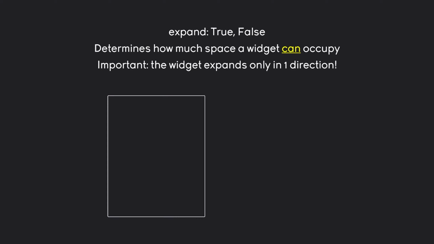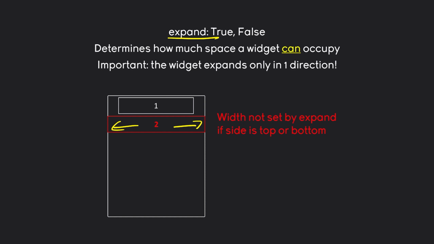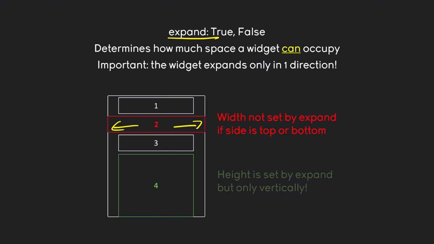Once again, we have a window, and we are placing one widget, and then we are placing the second widget. This is the one we have seen already. What you might assume here is that expand expands this widget all the way left and right. But that is not the case, because the width of a widget is not set by expand if the side is top or bottom. Instead, we would only set the height of the fourth widget. Or in other words, height is set by expand, but only vertically in this example. And I'm pretty sure this is kind of confusing, and for that I have made a couple more slides.